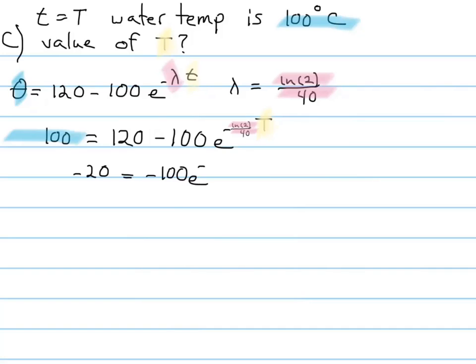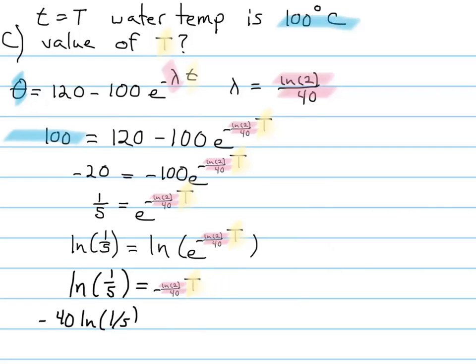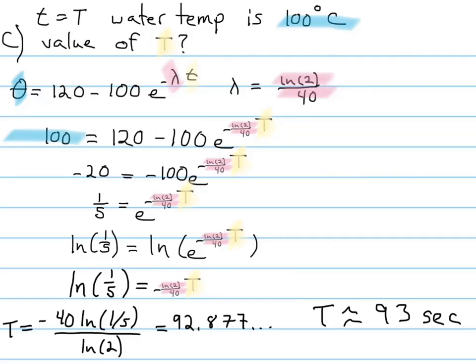First we subtract 120 from both sides. Then we divide both sides by negative 100. Now take the natural log of both sides. Simplify. Divide both sides by negative natural log of 2 divided by 40 and evaluate. This is about 92.877. We want to round our answer to the nearest whole number, so that's 93. And T stands for time in seconds, so after 93 seconds, the kettle will switch off.